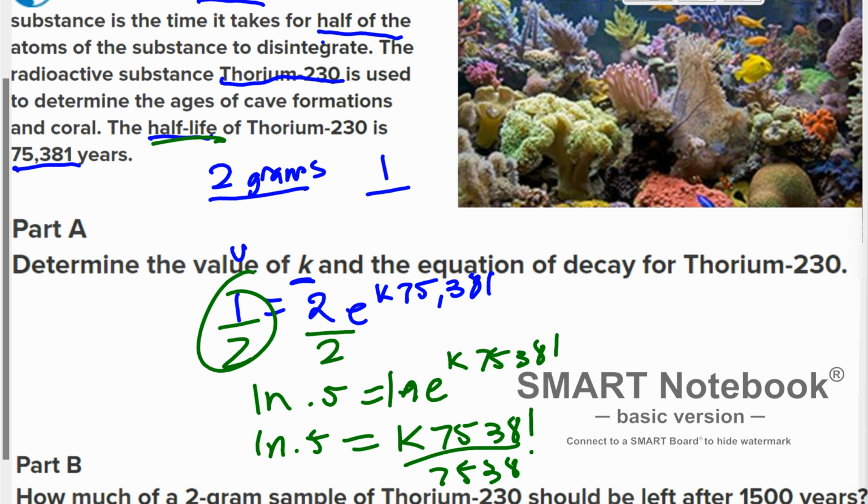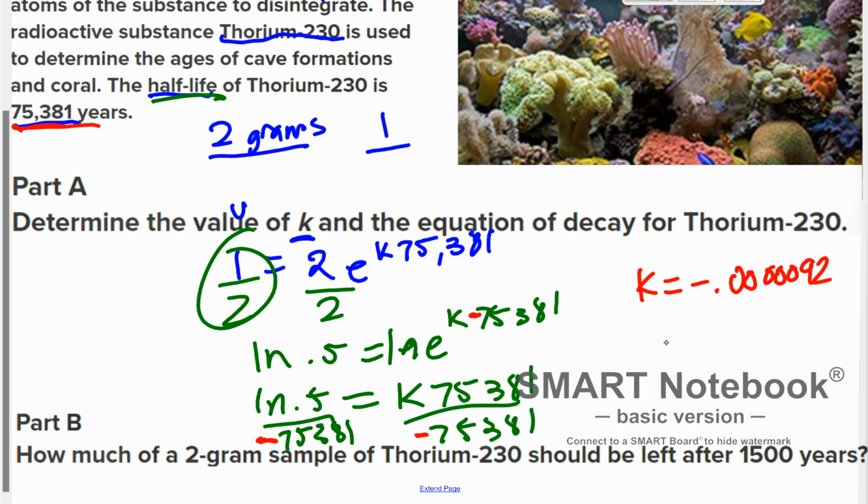So I do that, and I get, oh, this is a negative because it's decreasing, so I guess that should be a negative here, so then I should be dividing by a negative, and that's what's going to make this k equal a negative point, lots of zeros, 1, 2, 3, 4, 5 zeros, because it takes a lot of time, right? 75,000 years. So that's our k. So then we can go ahead and write our equation. y equals A e raised to negative 0.0000092 times t. So we can plug in any A now, any amount that we want to start with.